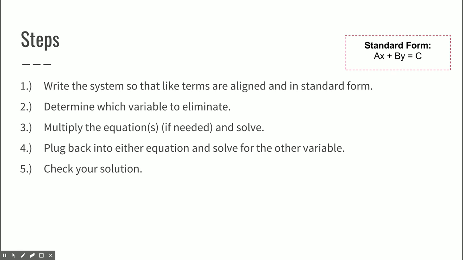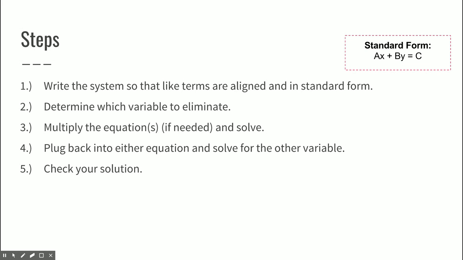So the first step is to write the system so that the like terms are aligned and in standard form. Now, we've pretty much been working in y equals mx plus b, which is slope-intercept form, and now we're going to be working in a different form, which is called standard form. Now, standard form looks like this. It's ax plus by equals c.